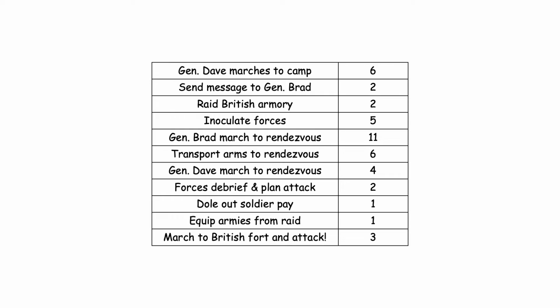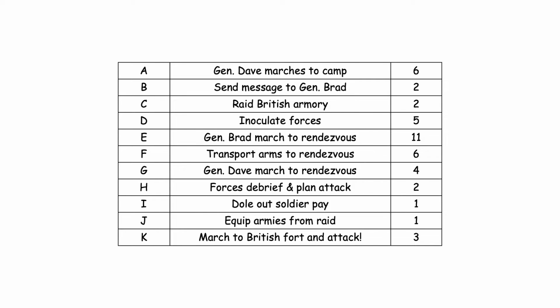I'll summarize General Dave's tasks as well as how long they take in this table, and for simplicity, let's label them A through K. So, looking at this, can we figure out the shortest possible time it could take General Dave to launch the attack? If we add up the times it takes to do each task, that would clearly be too long, as some tasks, like two different armies marching, can be done at the same time.